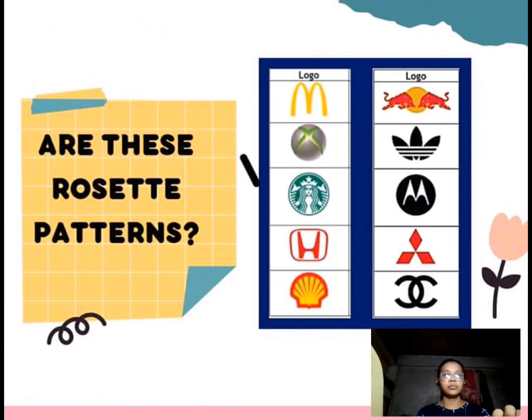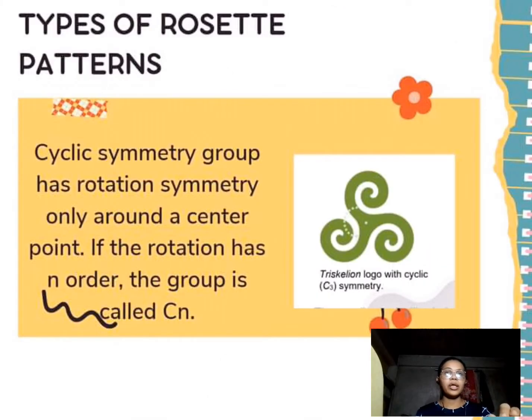Okay, so let's discuss different types of rosette patterns. We have cyclic and dihedral patterns. So recall that for these patterns, reflection symmetry is not required. For the patterns that have no reflection symmetry, meaning rotational only, we call them cyclic patterns. But if they have reflection symmetry, they are called dihedral patterns.